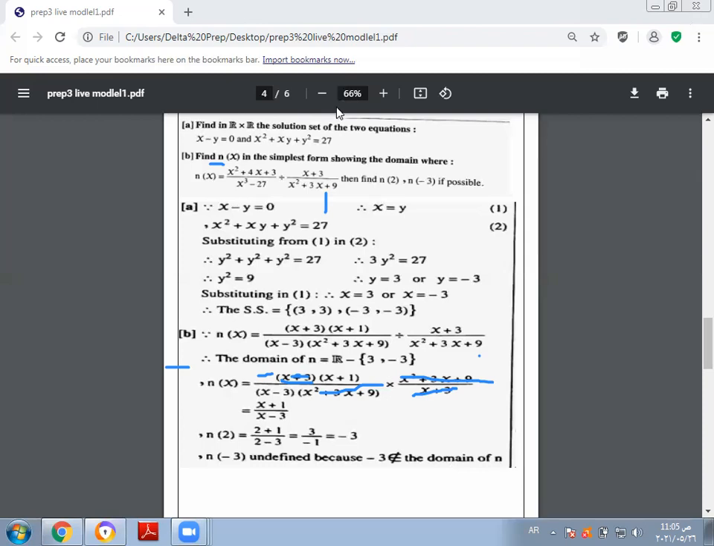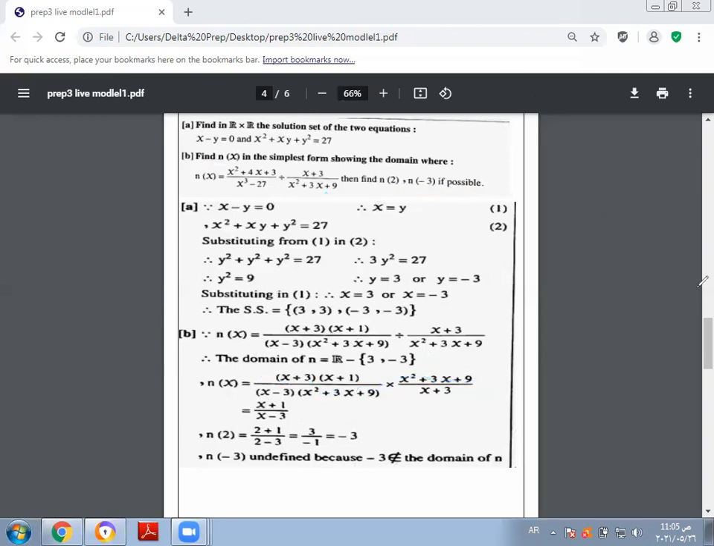Second required, here n of negative 3. N of negative 3 is impossible. Why? Because the domain doesn't include negative 3. As we said before, the domain is R difference the set of 3 and negative 3. This means n of negative 3 is undefined because negative 3 does not belong to the domain.